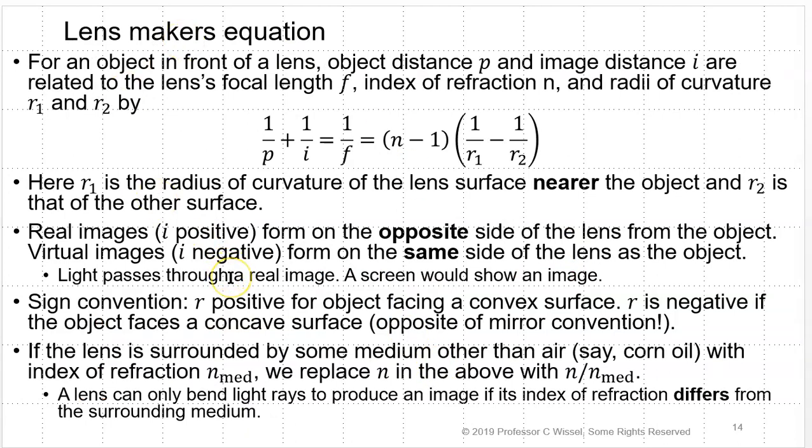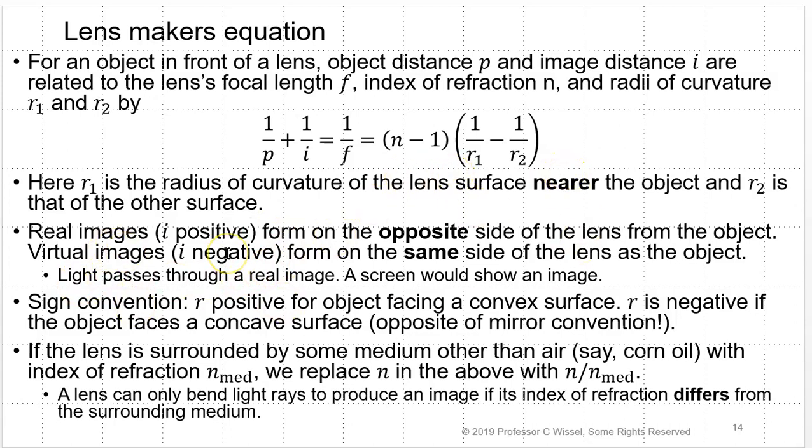Now, there's something called the lens maker equation. For an object in front of a lens, the object distance P and the image distance I are related to the lens focal length, the index of refraction N, and the radii of curvature R1 and R2. R1 and R2 are the radii of curvature of both sides of the lens. We'll explain that later. 1 over P plus 1 over I equals 1 over F. That's the mirror equation. This is the lens equation: 1 over F equals N minus 1, times the quantity 1 over R1 minus 1 over R2. R1 is the radius of curvature of the surface nearer the object. R2 is the one that's further away from the object. So if you look at where the light's coming from, it's going to hit R1 first and then R2.